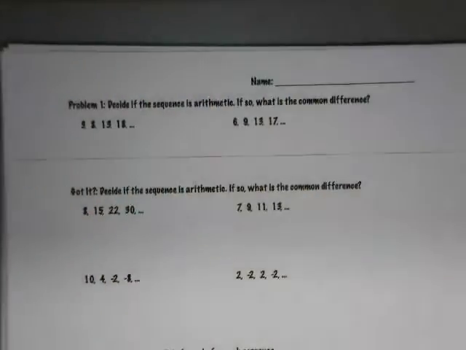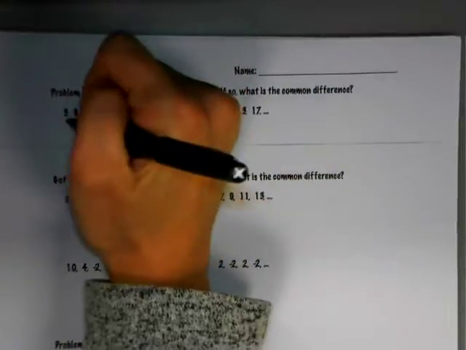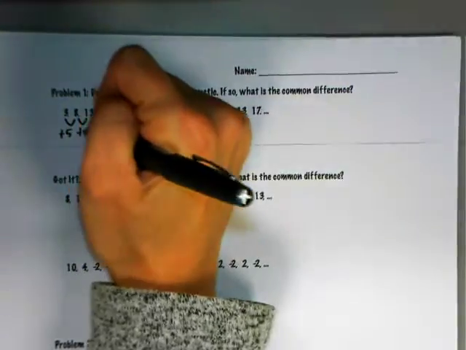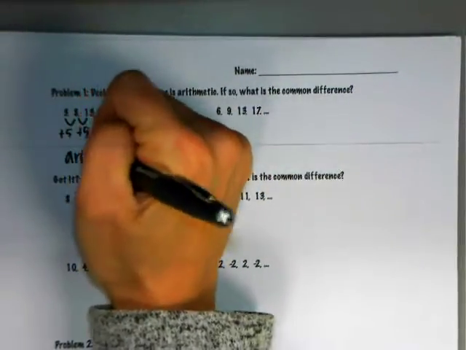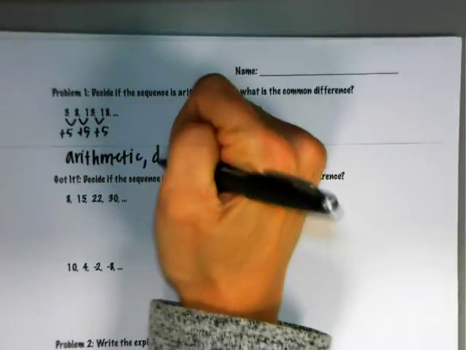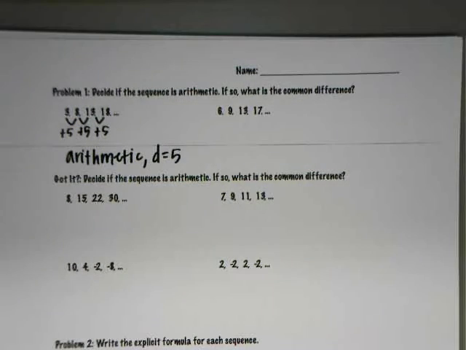So for problem 1, decide if the sequence is arithmetic. If so, what's the common difference? For this one, you're looking to see if it has a constant add or subtract pattern. So what am I adding to go from 3 to 8? 5. So plus 5, plus 5, plus 5. So this would be arithmetic, and your common difference, which is D, would equal 5. Positive if you're adding, negative if you're subtracting. Okay?